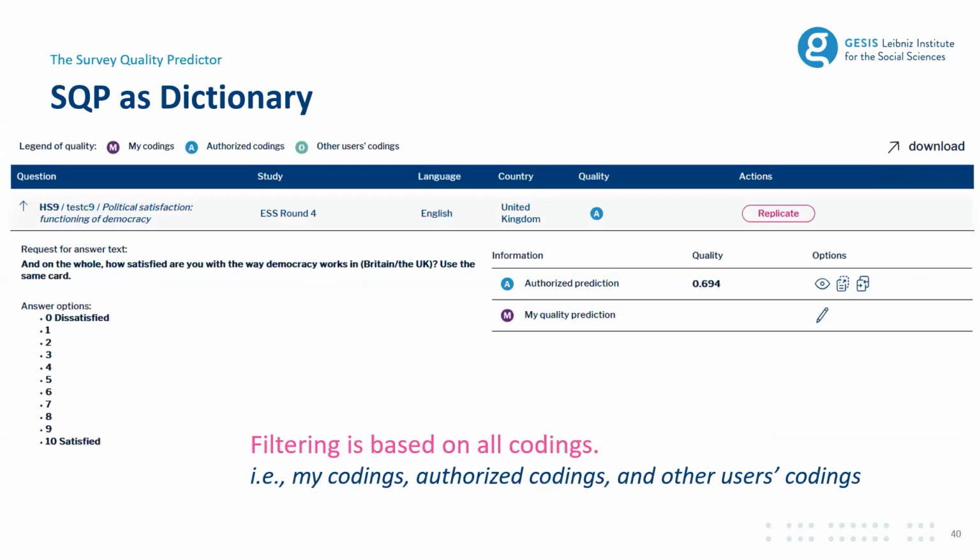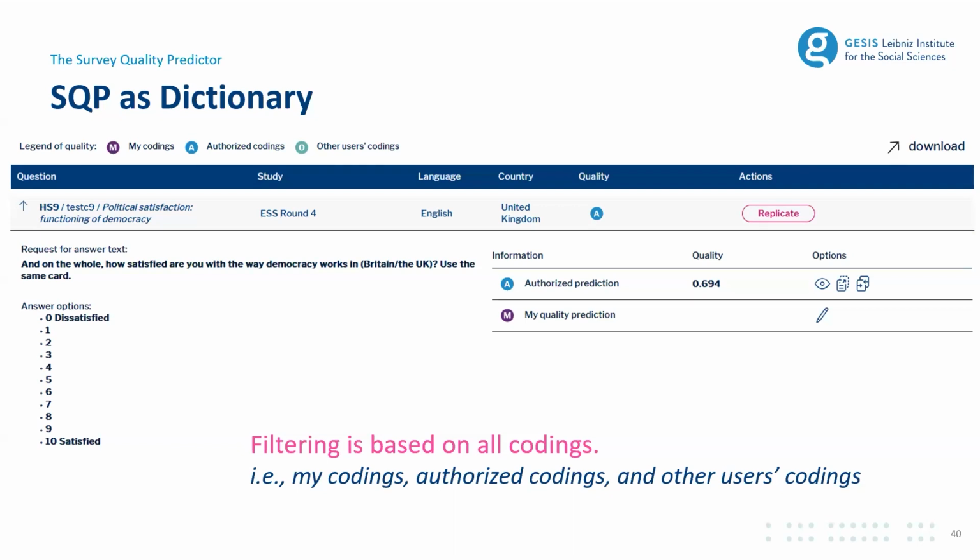I brought you this example here. "And on the whole, how satisfied are you with the way democracy works in Britain? The UK use the same card." Answer options range from dissatisfied to satisfied. Okay, so my question is in English. It includes the word satisfied, and it is indeed a bipolar scale. You also see there is already an authorized quality prediction right there in the system. So you can use this quality prediction, or you can create your own quality prediction by clicking on this little pencil icon that you see there on the right side.